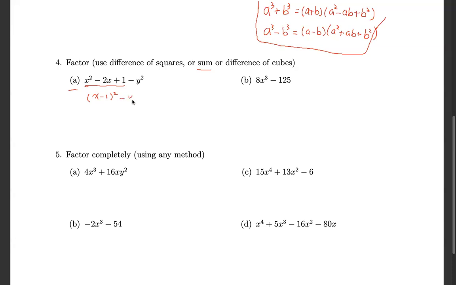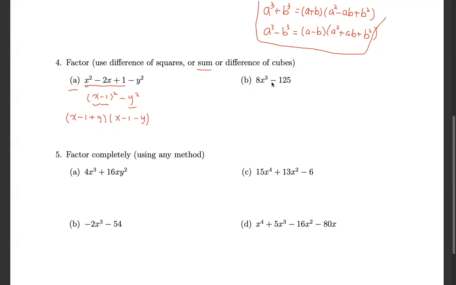Then minus y squared. Now we see this is the difference of two squares. It just happens that this is a and this is b. So a is x minus 1, b is y. That can be factored as (a plus b) times (a minus b). So it is (x minus 1 plus y) times (x minus 1 minus y). So this is factored into two factors.